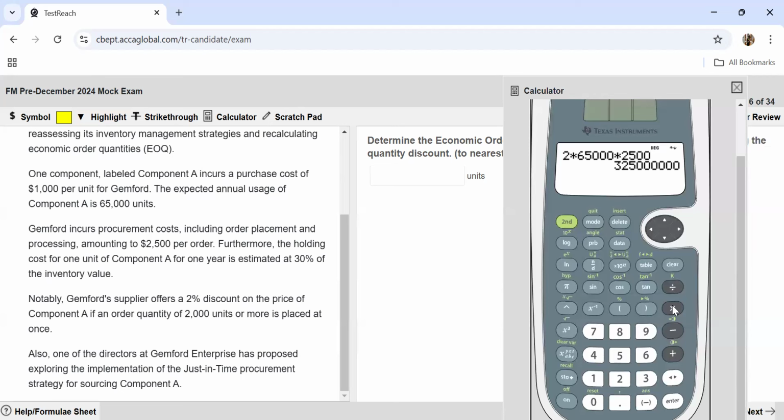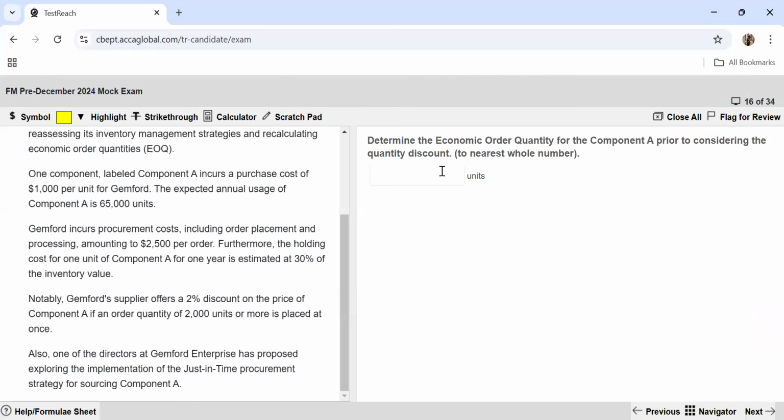Now for holding cost, we are given the information that it is going to be 30% of the purchase price. So 30%, or you can say 0.3 multiplied by $1,000, which is the purchase price. So this gives us the fraction that we are looking for. If we take the square root of this, we will be able to find out the EOQ answer. So I raise it to the power of 1 by 2. This gives you the square root. This is going to give you 1040.8. Since the requirement over here is asking us to give the answer to the nearest whole number, I'm going to put it as 1041.